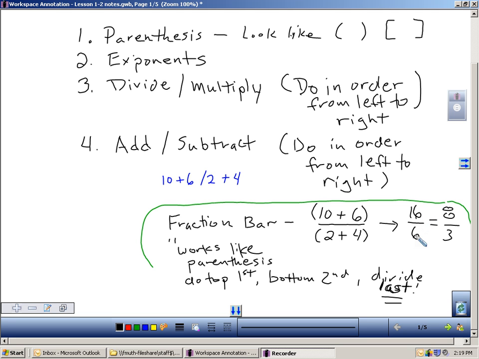Now 16 divided by 6, if we think in our heads, 6 does not go into 16 evenly. But here's what we could do. Let's see, what number does go into 16 and 6 evenly? Well, I know 2 does. 2 divides into 16 8 times, and 2 divides into 6 3 times. That's where I'm getting 8/3 from. 6 will not go into 16 evenly, but 2 will go into 16 and 6 evenly. I can write 8/3. Okay? So when you have a fraction bar, we must do everything in the numerator first, everything in the denominator second, and then divide at the very end.